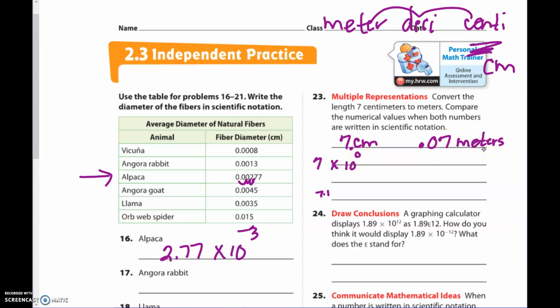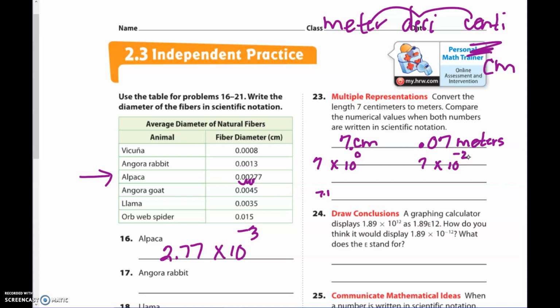For 0.07 meters, remember we have to have that first number. It's still going to be 7 times 10, but now how many places did we move that decimal? If it's right here after the 7, we moved it 1, 2 places, and we're going to have a negative because that is a smaller number. So it's going to be 7 times 10 to the negative second. So they differ by 2 decimal places here.